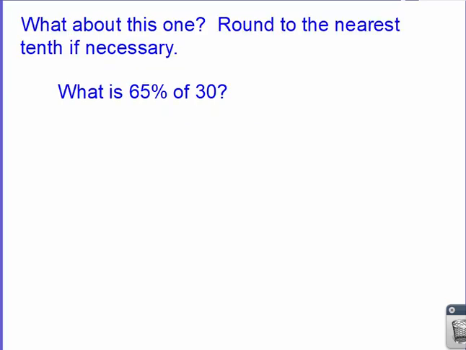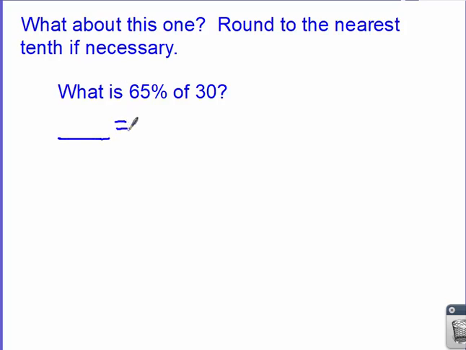So here is, what is 65% of 30? So write that one on your paper, please. I'll give you a moment. Okay, the next thing we need to do is translate this problem into a math problem. Translate this question, this sentence, into a math problem. So right underneath where you wrote this problem, please write, what is our blank?